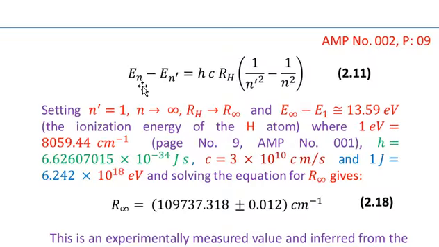So you see that we have expressed this difference of the binding energies between the state n and n prime to be equal to hc times RH times, within the parentheses, 1 over n prime squared minus 1 over n squared. So before that we were using the wave number, and now we are representing this in terms of the parameters hc and RH.